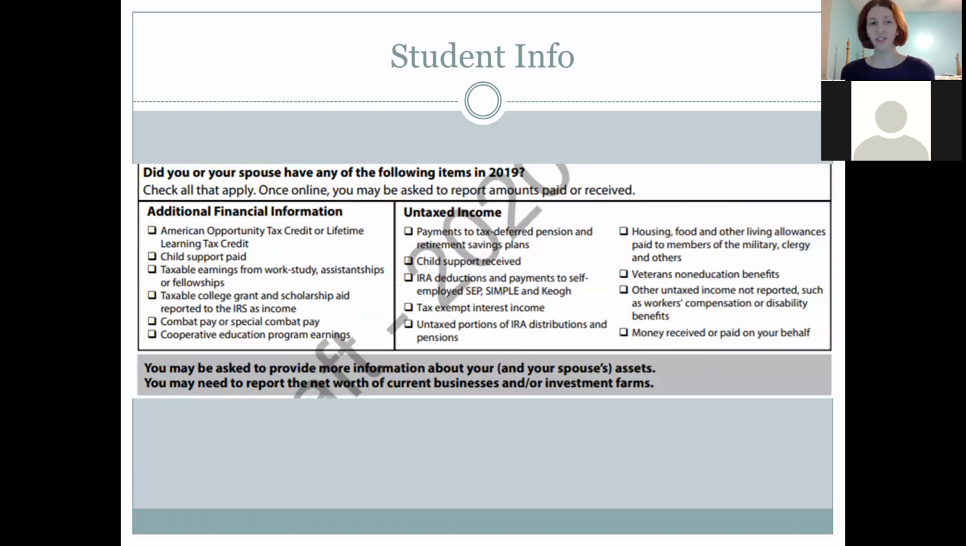As with the parents, they're also going to ask the student all the other additional financial aid information questions, such as child support paid or received, or veterans benefits, those types of things. Most times students from high school don't have this information. It wouldn't pertain to them, so you would just skip over those or answer no. But if they did have anything, those would have to be reported. And again, students might be asked about their assets as well. Same thing as the parents: cash, savings, checkings, investments. Most likely they don't have a lot, or any business or investment firms.